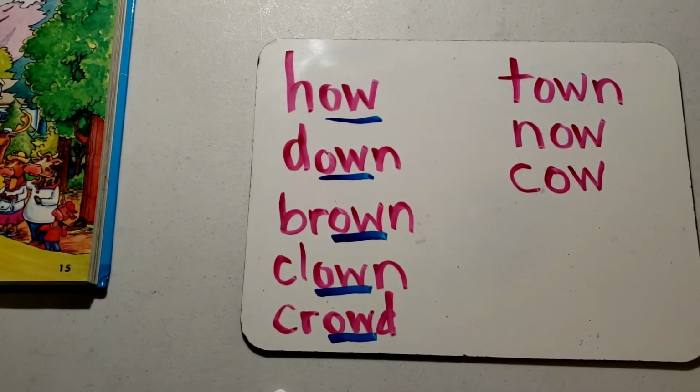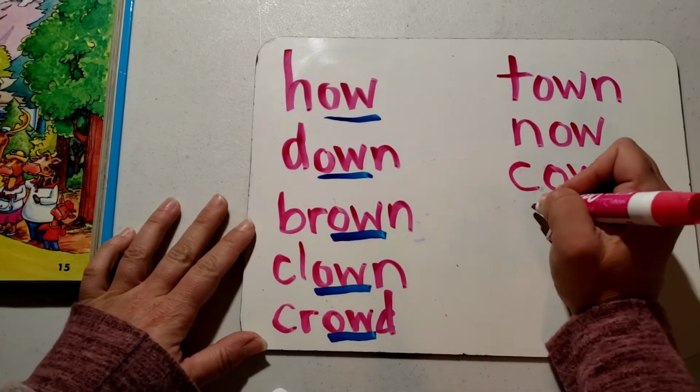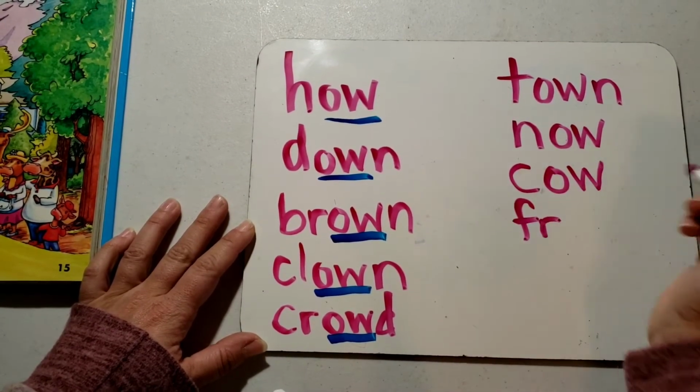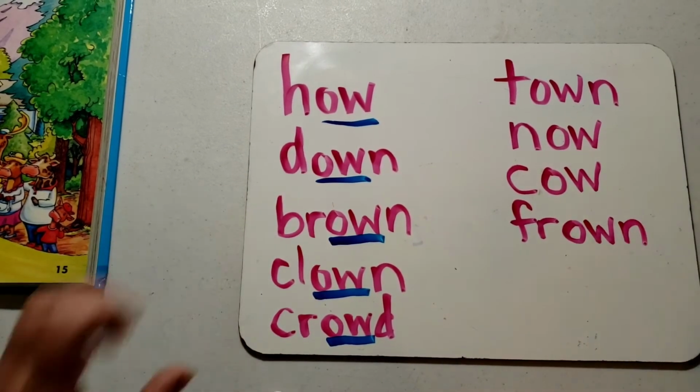And then we have frown. I was so sad, and everybody could tell because I just couldn't hide my frown. Frown. Fr is our FR blend. And then ow, n. Frown.